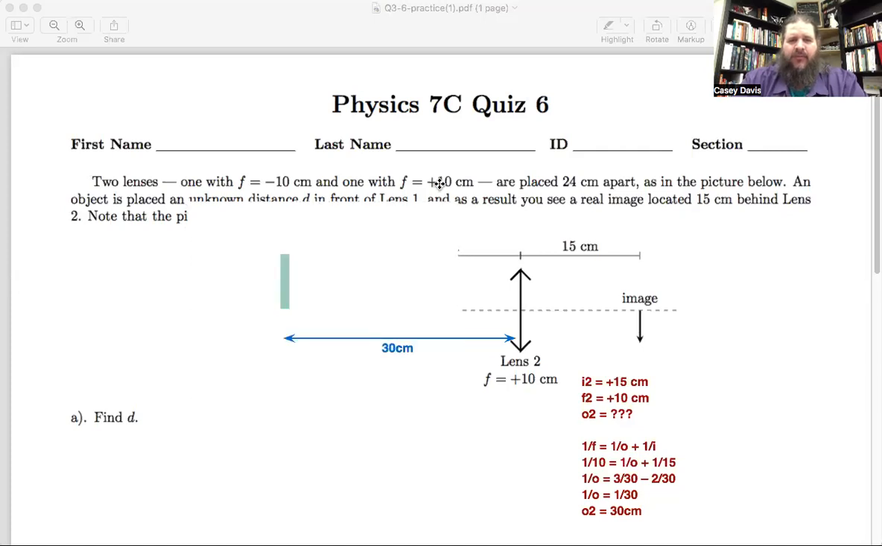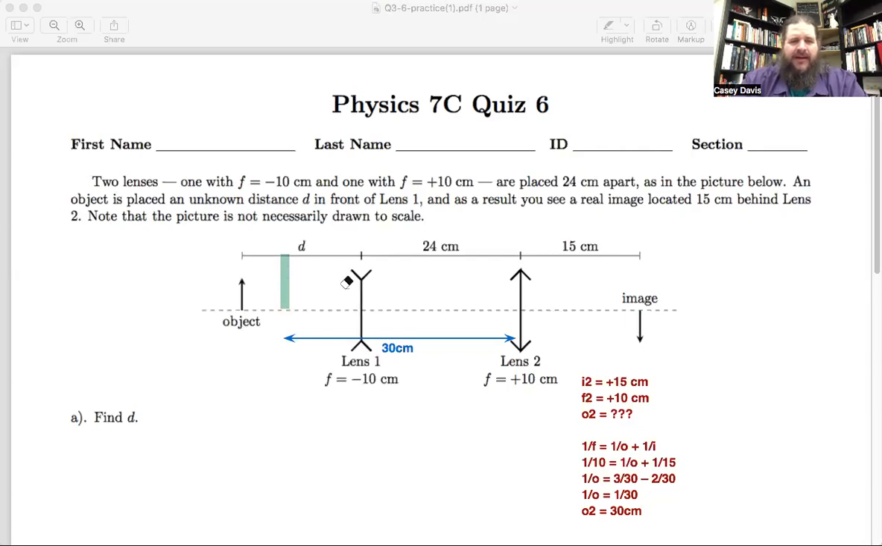In this case, m would be -1/2 because the image is half as big as the object and flipped upside down. So that means lens 2 had to have had a right side up object that was 30 centimeters behind the lens. But of course, that object wasn't actually a physical object. That object was really what? Yeah, that object was the image from lens 1. So let's now take a look at lens 1.